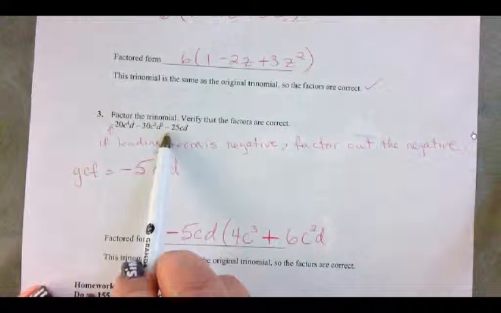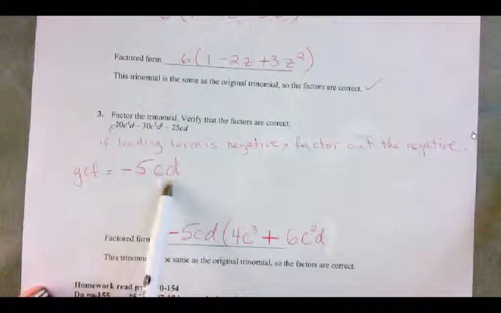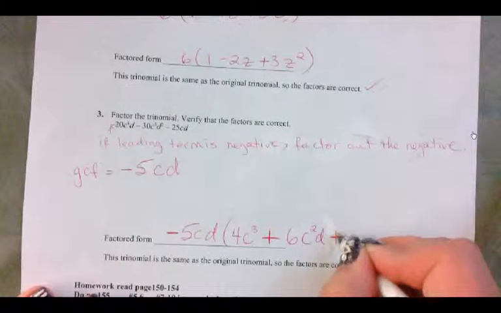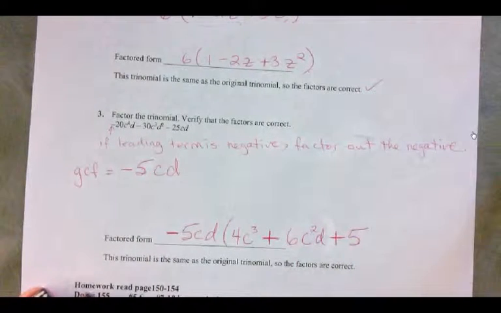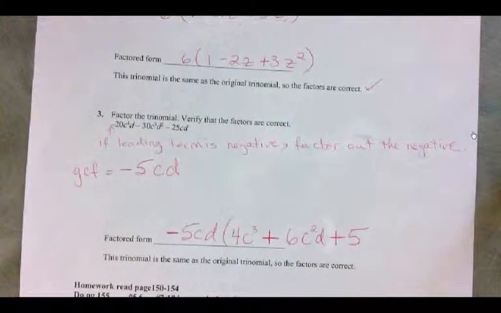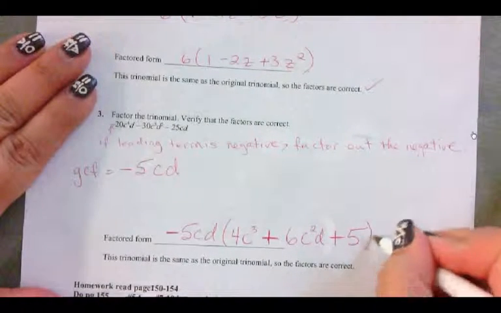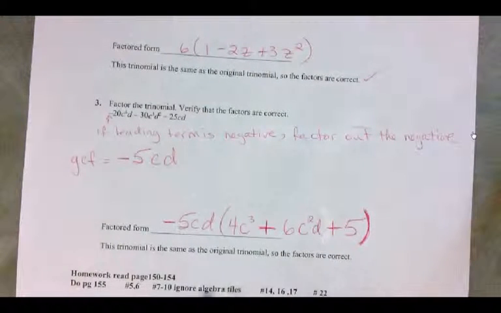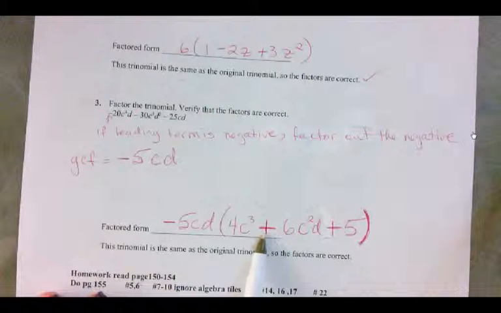Okay, and now what's my last term? So I've got this negative 25CD divided by negative 5CD. Plus 5. That's it. Okay, so now we have to make sure we close the bracket over here. And if I were to look at this bracket, is there anything else left in common among all three of them? Nope.